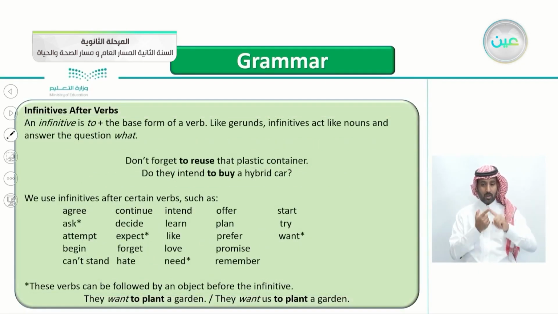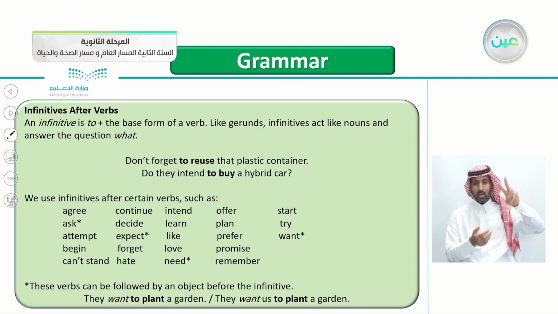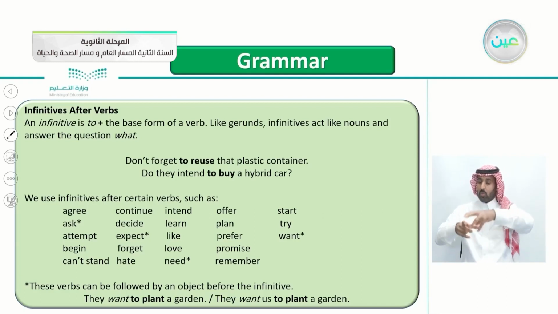Infinitives after verbs. If you remember the infinitive, an infinitive is to plus the base form of the verb. So remember the infinitive, which is two parts, to, then the base form of the verb. Like gerunds, infinitives also act like nouns and answer the question what. For example here, don't forget to reuse the plastic container. Or do they intend to buy a hybrid car? So the verbs here, forget and intend, came before the infinitive to reuse or to buy a hybrid car.